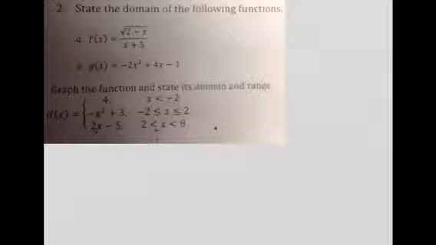Alright, for the domain of 2a, with a rational function, you have to always look at both the numerator and denominator. In this case, I see in the denominator we have an x plus 5, which could never equal 0. So I set up x plus 5 cannot be 0. So that means that x cannot be negative 5.